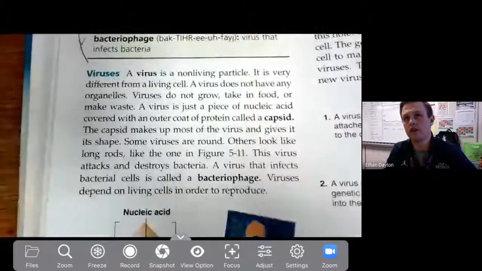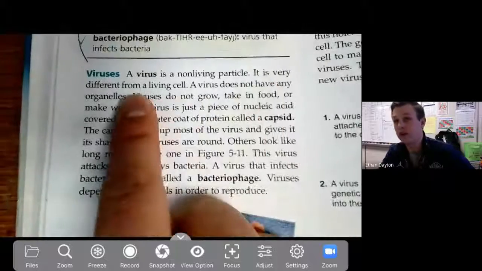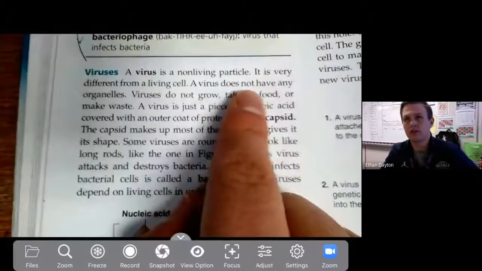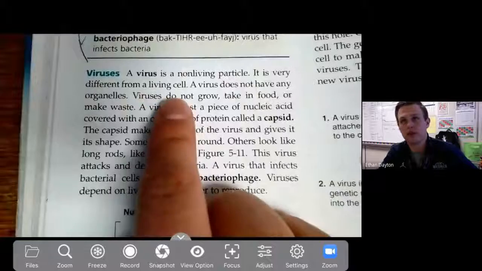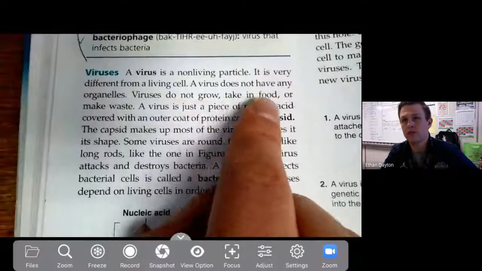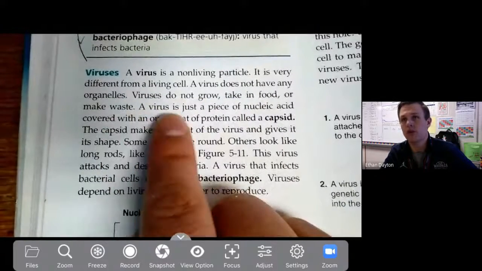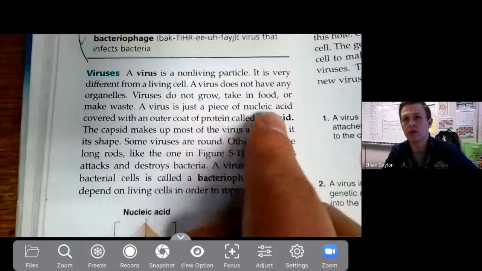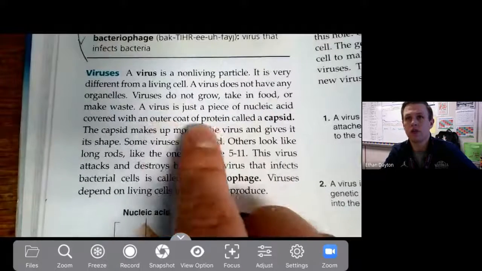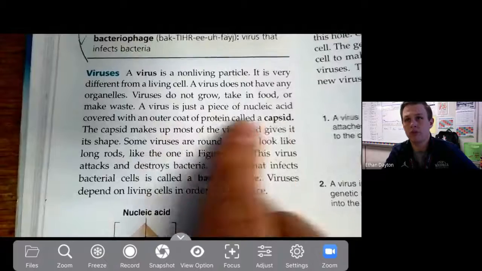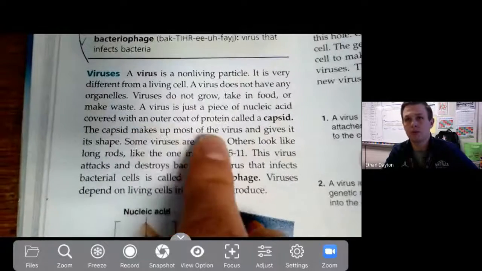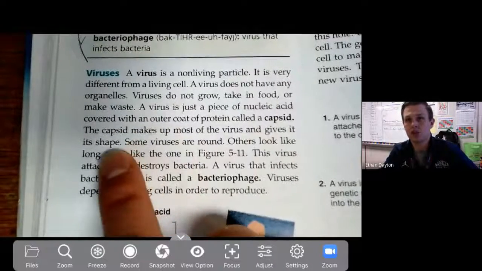A virus is a non-living particle. It is very different from a living cell. A virus does not have any organelles. Viruses do not grow, take in food, or make waste. A virus is just a piece of nucleic acid covered with an outer coat of protein called a capsid. The capsid makes up most of the virus and gives it its shape.